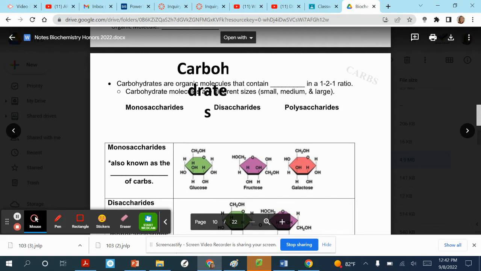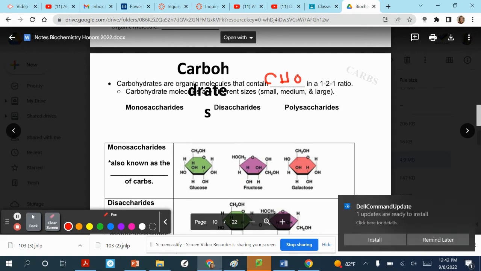Now, we've already talked about that carbohydrates can be identified because you should see C, H, and O in a 1 to 2 to 1 ratio. Whenever you think of carbohydrates, they can fall into three different categories. They can be called monosaccharides, disaccharides, and polysaccharides. And I want you to think small, medium, and large.